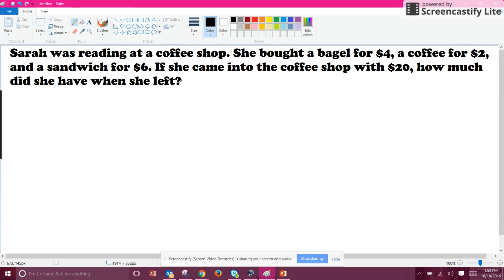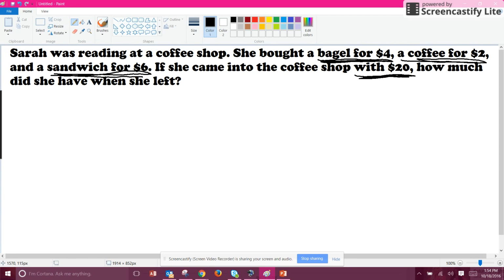Sarah is reading at a coffee shop. She bought a bagel for $4. Underline that; it seems like it's important because it has a number value. Sometimes that's not completely true. A coffee for $2 and a sandwich for $6. If she came to the coffee shop with $20, how much did she have when she left?